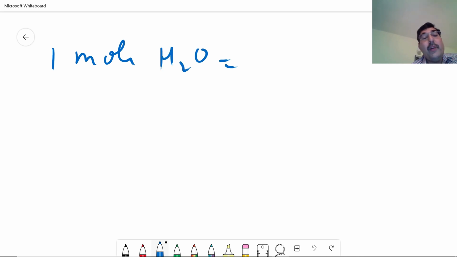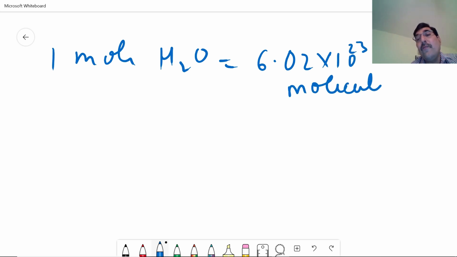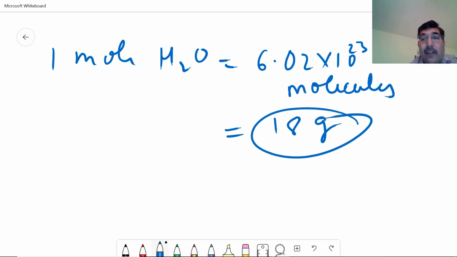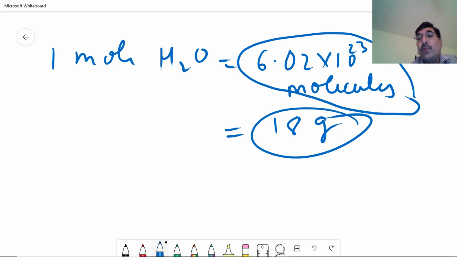Similarly, if we use H2O as an example, 1 mole of H2O equals how many H2O molecules? 6.02 times 10 to the power 23 molecules of water, and together that is just 18 gram. If we say 18 gram of water, how many water molecules are there? Did you ever think that if you use 18 ml of water, you are consuming approximately 6.02 times 10 to the power 23 water molecules? So that is how it is. I hope you understand this concept.